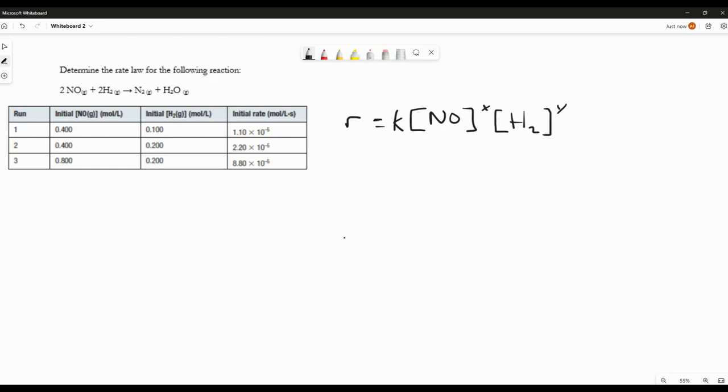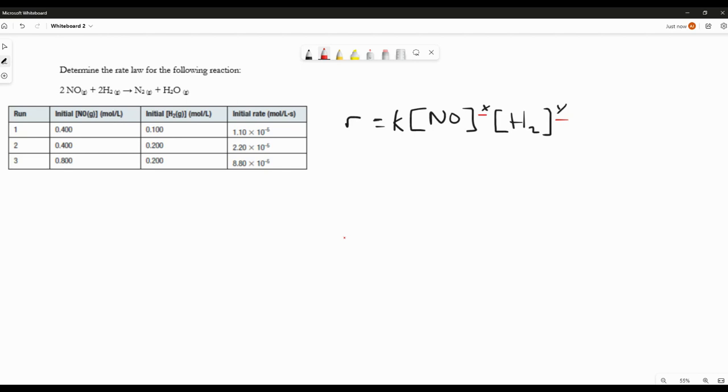Let's now look at an example with some real data. In this reaction here, we have our rate law equation that relates the change in concentrations to the rate, and we have our unknown exponents, and that's what we're trying to solve for, the exponent on NO and the exponent on H2. In our simplified example, we only had one reactant. So what we need to do first here is be able to isolate one reactant.